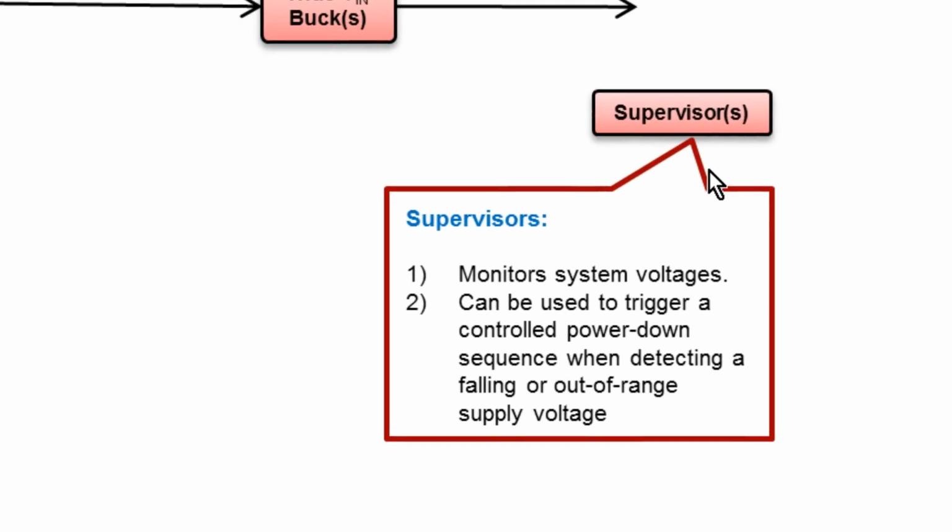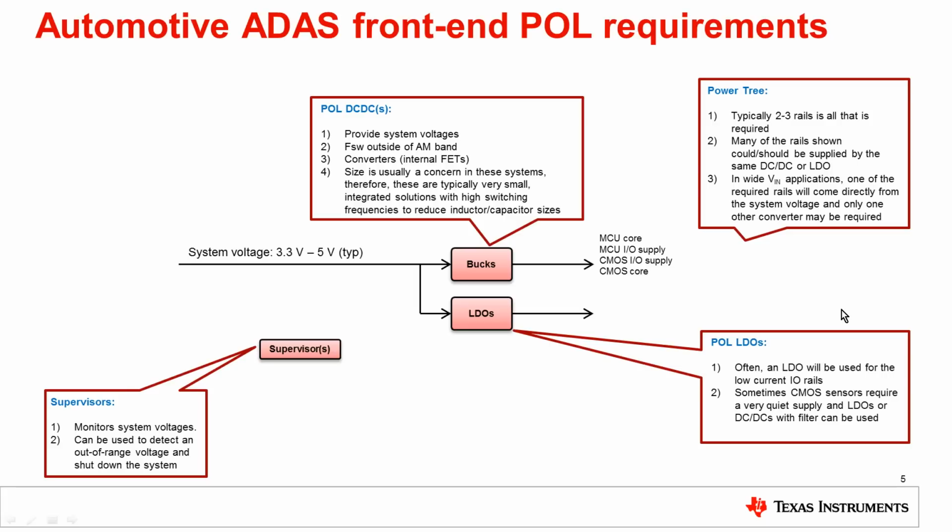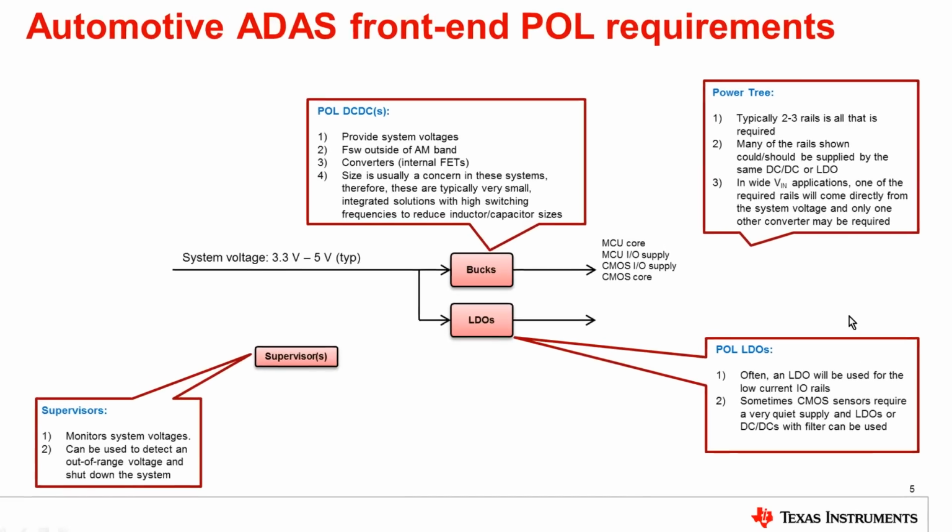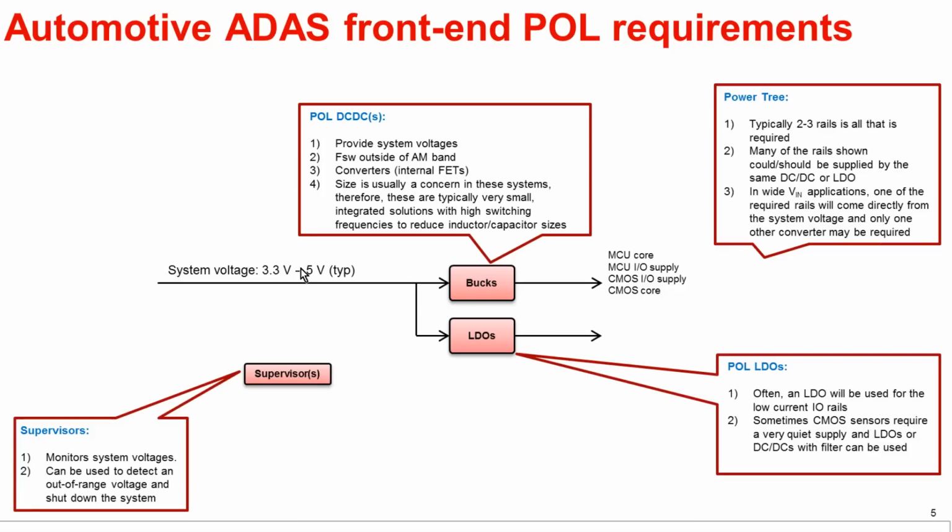Now, the supervisors are basically used to monitor system voltages and also to trigger a controlled power down sequence when detecting a falling or out of range supply voltage. For a point of load DC to DC converter, remember what the input voltage is? These are low input voltage, 3.3 volt or 5 volt.